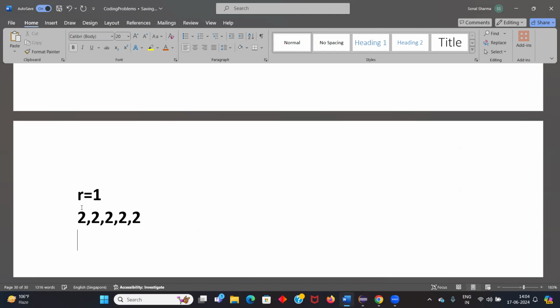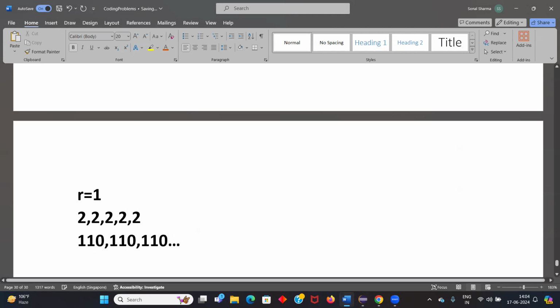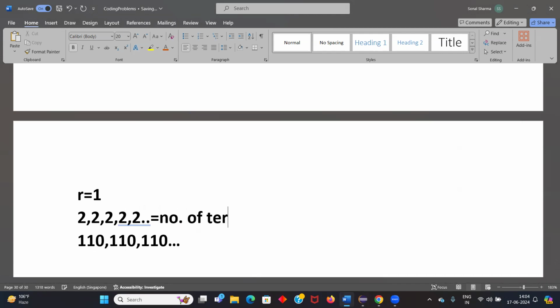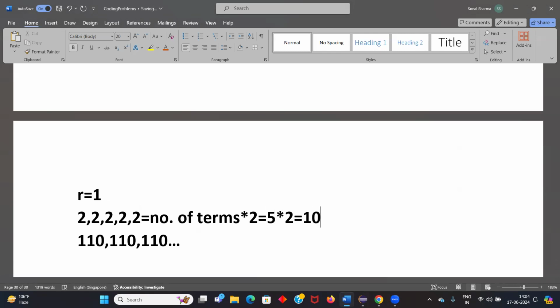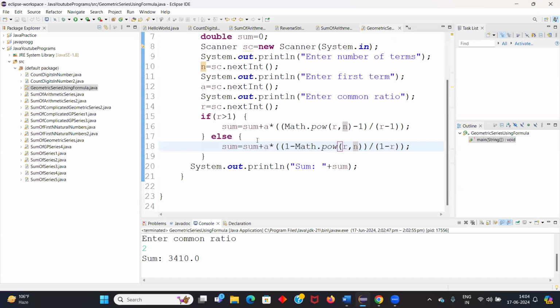If I consider any other number, 110, so 110 into 1 is 110, into 1 is 110, and so on till your n number of terms. If I want to calculate its sum, it will be number of terms into 2. So suppose there are 5: 2 plus 2 plus 2 plus 2 plus 2 is same as 5 into 2, and the sum will be 10. Right? So let's cover this edge case also here.